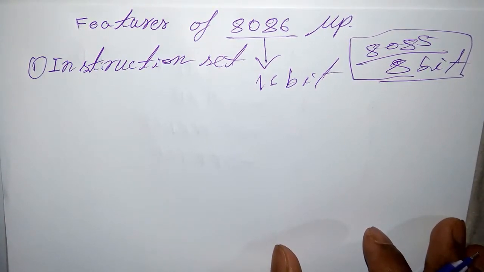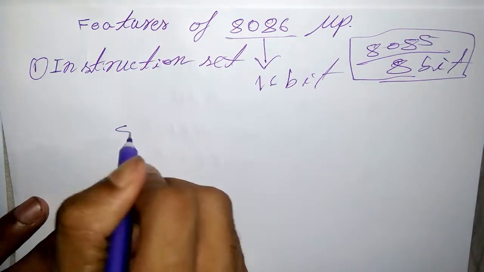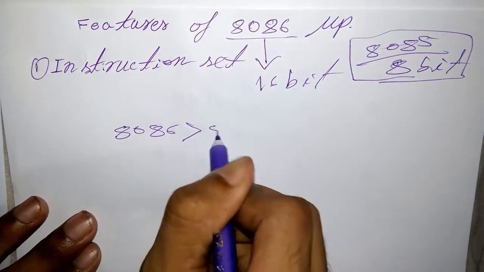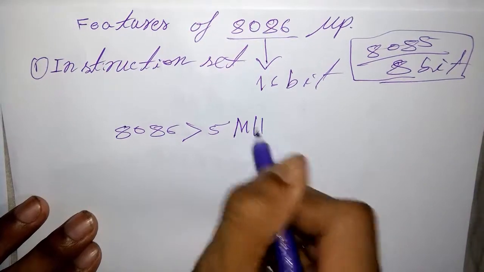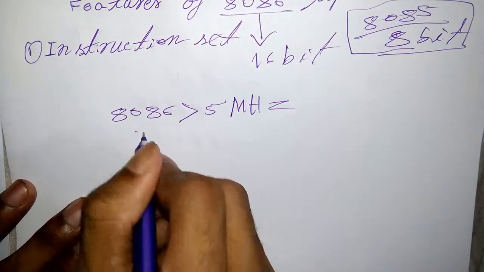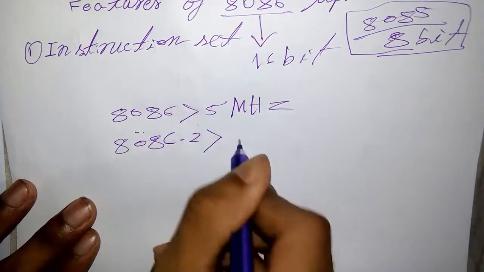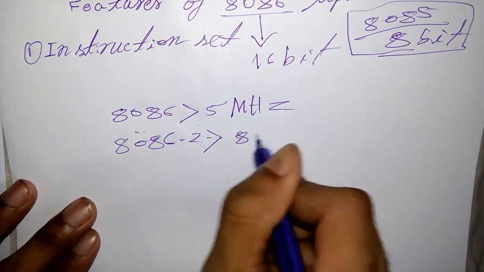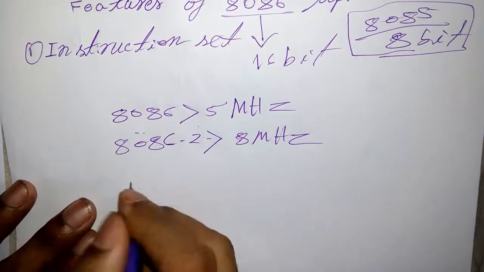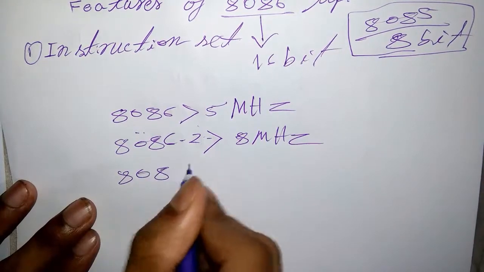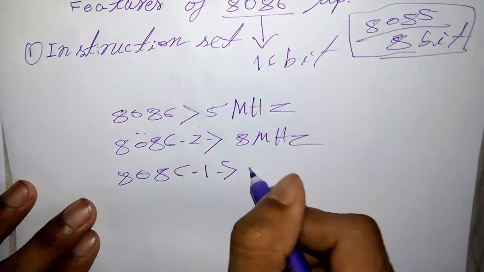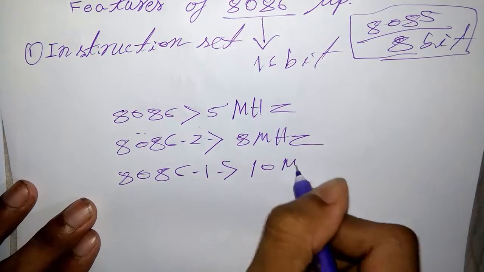It is available in 3 versions: 8086, which runs at 5 megahertz, 8086-2, which is 8 megahertz, and 8086-1, which is 10 megahertz.